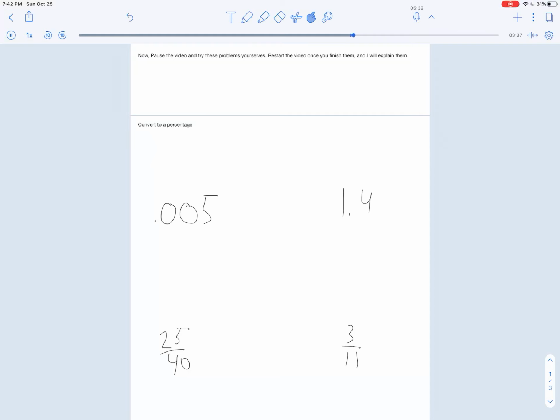Okay, I hope you found success doing these problems. Let's get right into it. So here we have 0.005. So, like all decimal problems, we take our decimal and we move it 2 places to the right. 1, 2. And that gives us 0.5%.